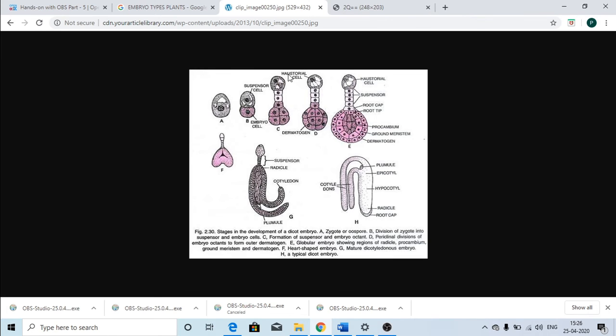The upper cell is called the haustorial cell. The suspensor remains as it is, elongates, and pushes the embryo into the cotyledons. Thus, at the center there is formation of the plumule. Due to stopping of cell division, there is an enlargement of two cotyledons, and that is the characteristic feature of dicots, the two cotyledons.